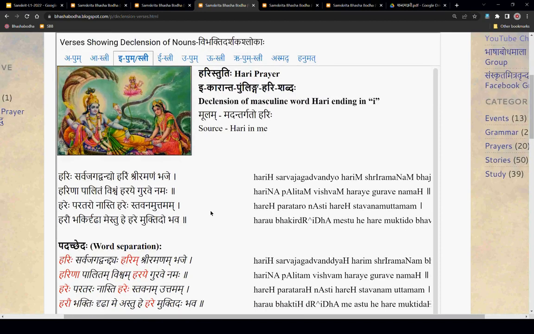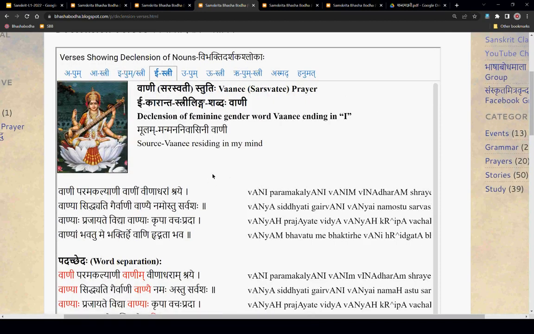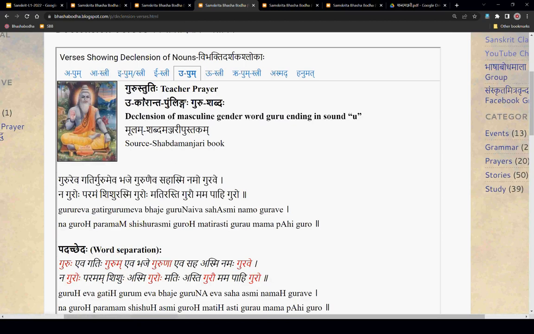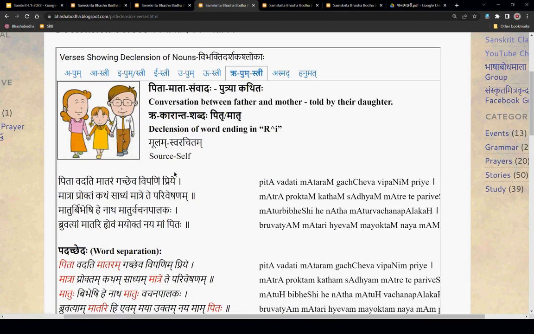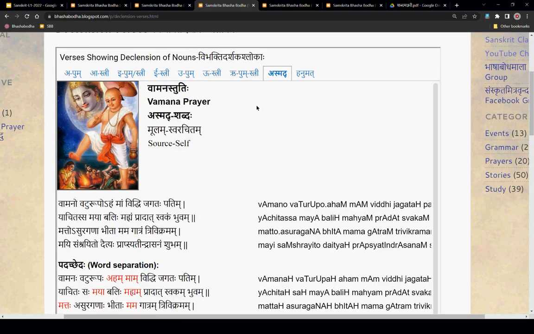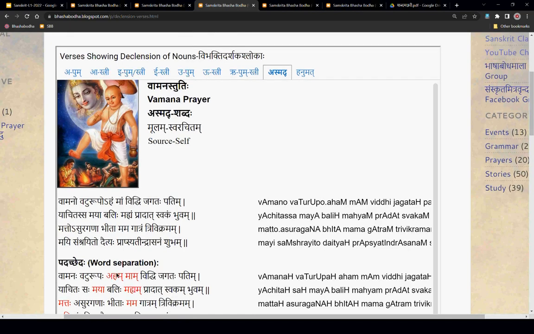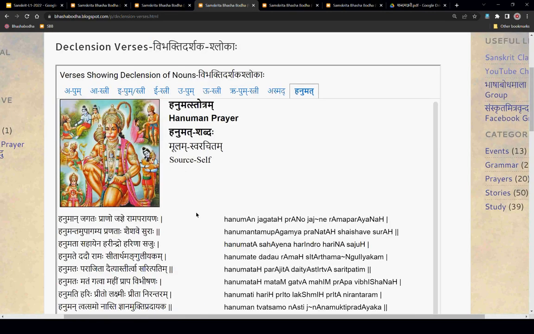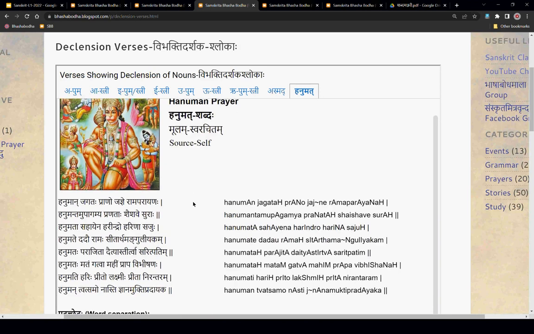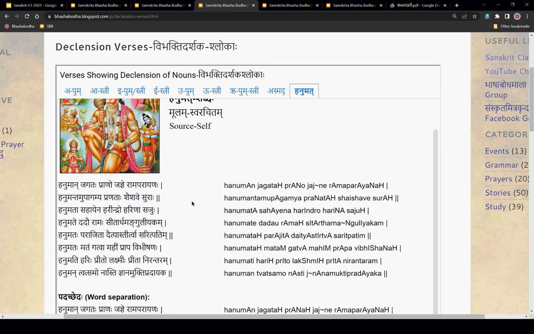Then we have Dirgha Ikaranta Strilinga, and Hrasva Ukaranta Pullinga, Guruhu. This was from another book. Dirgha Ukaranta Strilinga and Rukaranta Pullinga Strilinga. Then there is the Asmad, Aham shabda, also in the Vibhakti table. Then there is just Hanumat.